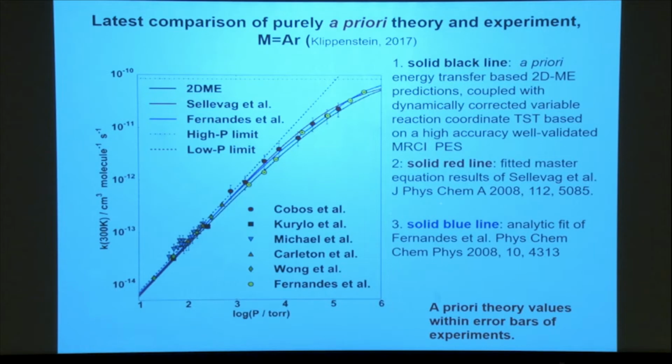And then also what we've got on here is a fitted master equation result, which is the solid red line. And the solid blue line is fits to that Fernandez high pressure data I just showed you. And basically all of these things are fairly tightly together. And I guess the conclusion, at least Steve's conclusion from the paper, was that for this system, the a priori theory values are within the error bars of the experiment. So concluding that for small molecules like this, with a very high level of theory, you can do as well as experiment. But that, of course, is not universally true.